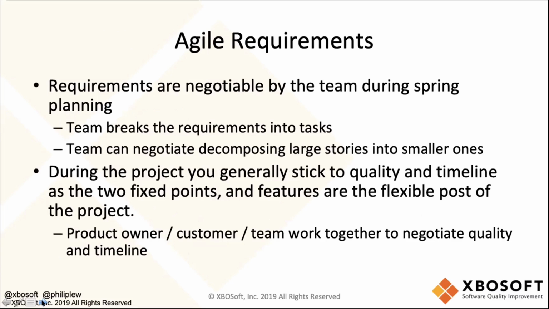This is actually part of negotiating the quality, the timeline, and the amount of stories that get put into an iteration. It's important to split large stories into smaller ones so that you can actually accomplish something tangible within a sprint. And that's why you divide user stories sometimes into tasks and subtasks.